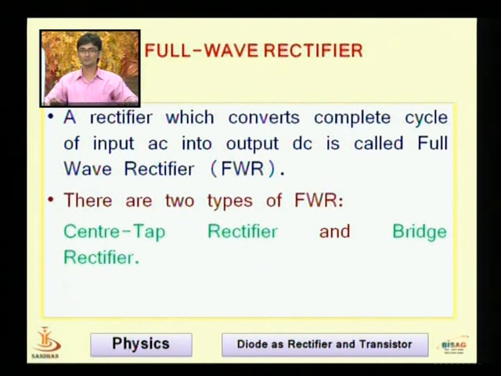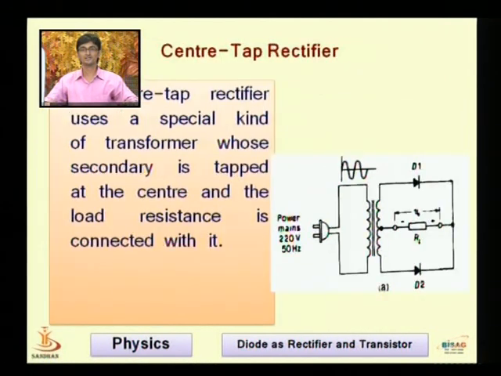A rectifier which converts the complete cycle of the input AC is called the full wave rectifier, FWR. There are two types of full wave rectifiers. As we have seen, rectifiers are divided into two parts, half wave and full wave. Half wave rectifier we have seen. Now the full wave rectifier is again divided into two parts. One is the center tap rectifier, another is the bridge rectifier. Now comes the center tap rectifier.